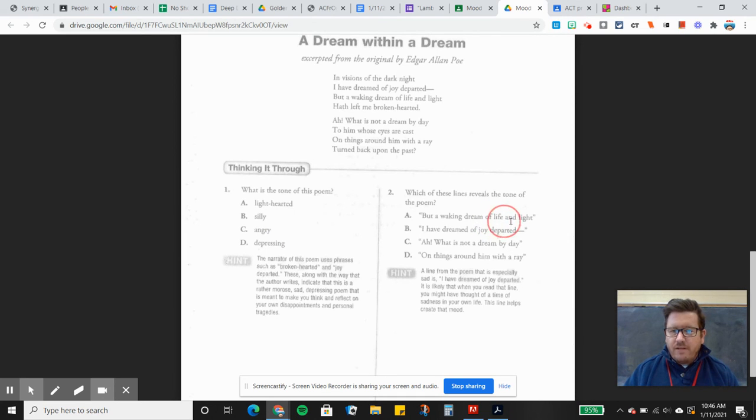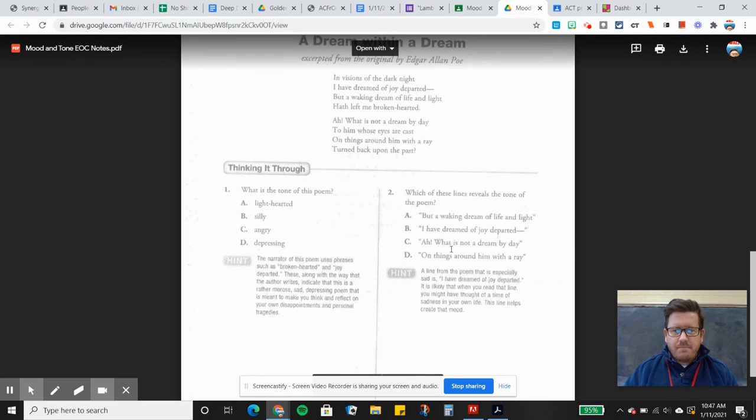"But a waking dream of life and light." All right, so the word choice in there, life and light, I don't get depressing out of that. "I have dreamed of joy departed." I'm going to put a pin in that one. Joy departed. I don't have joy anymore. That sounds depressing. "What is not a dream by day?" That line is kind of vague in the context of this question. It doesn't really give me much to go on. "On things around him with a ray," I think that's even more vague. It doesn't really have anything to do with the tone necessarily. So we're going to go with B. So the answers here are D and B.